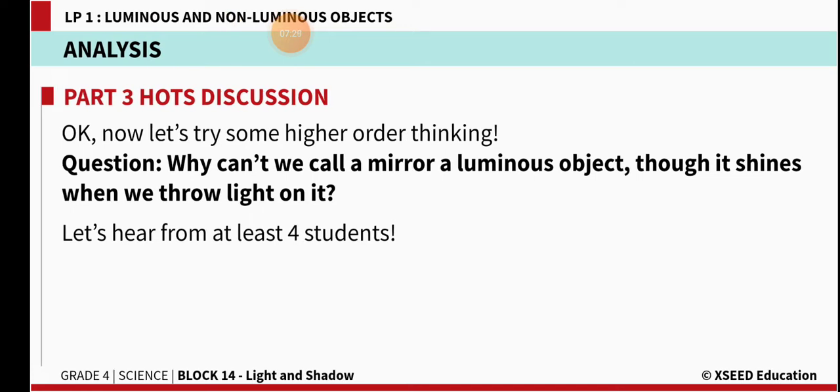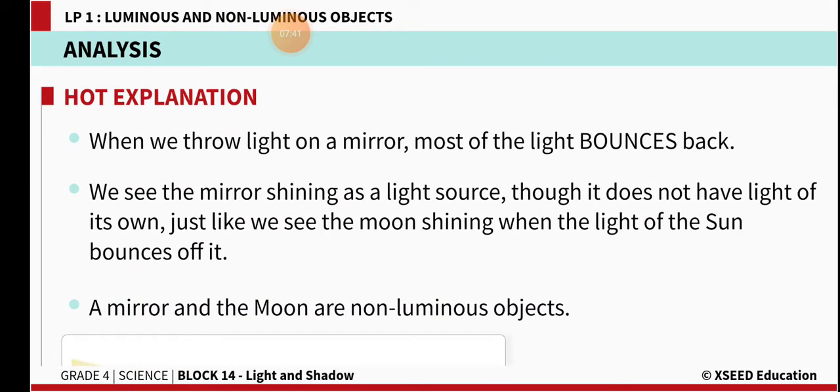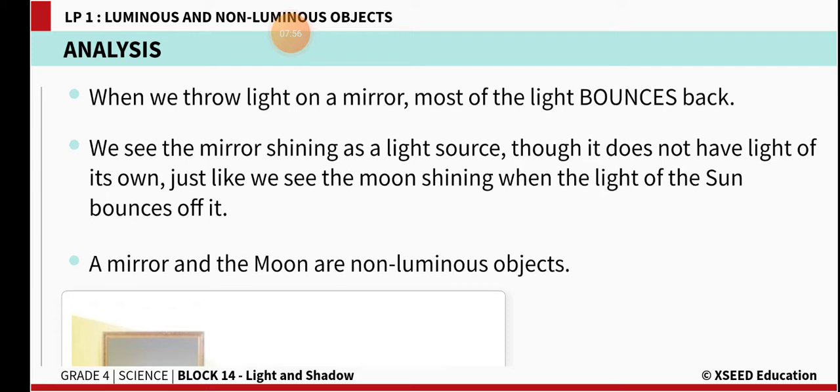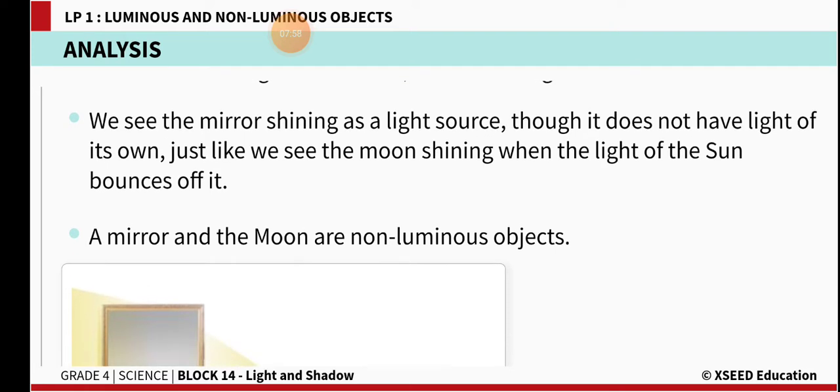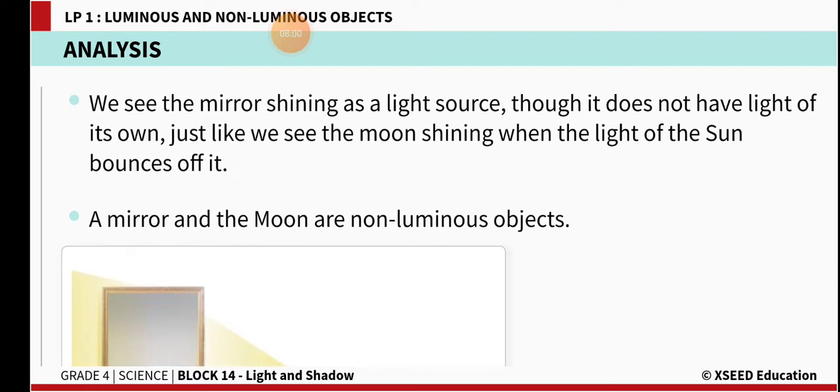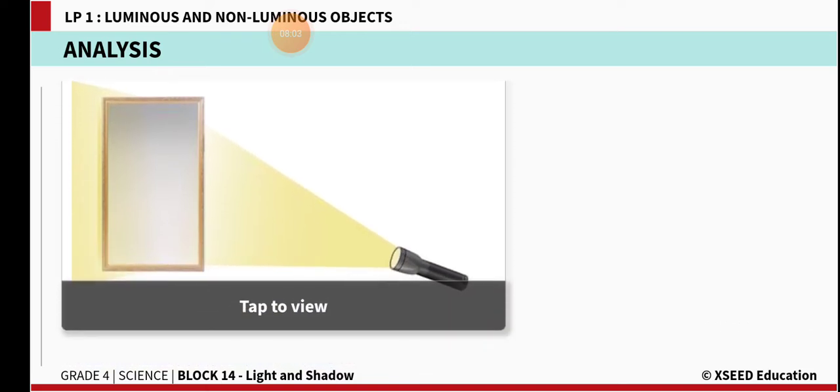Now, why can't we call a mirror a luminous object, though it shines when we throw light on it? Because it doesn't have its own light, it is only reflecting the light. When we throw light on a mirror, most of the light bounces back. We see the mirror shining as a light source, though it does not have light of its own, just like we see the moon shining when the light of the sun bounces off it. A mirror and the moon are non-luminous objects.